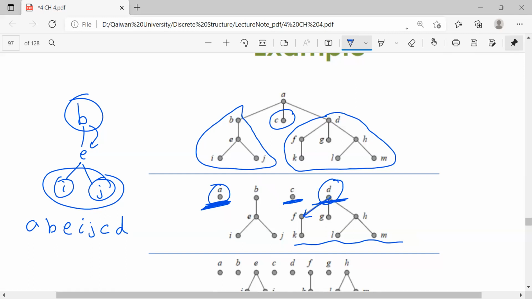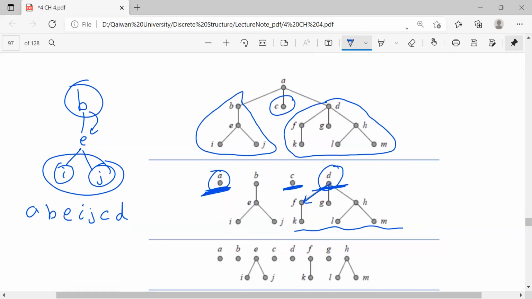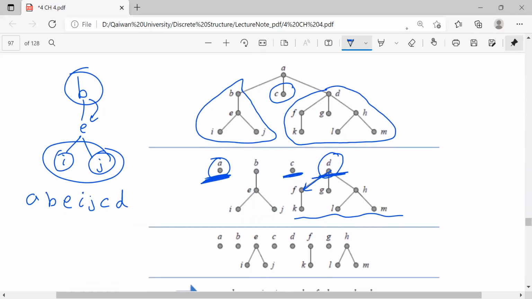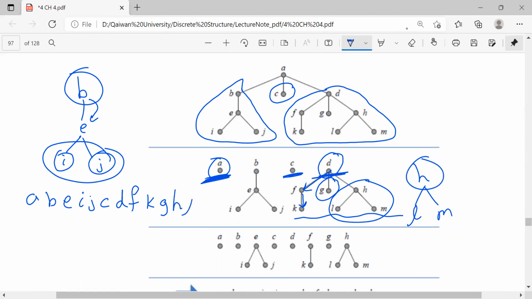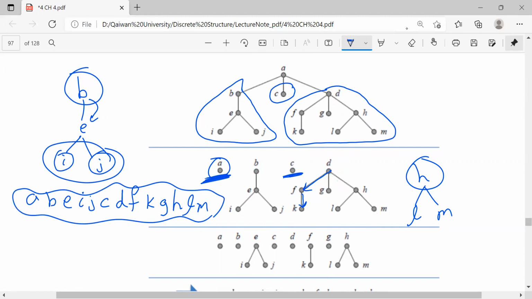Here, we come to here. And when we come to here, we have F, then K. And then we have this subtree, which is G. And then you have this one. It's H, L, and M. First, we write down H, then L, and M. This is the pre-order for that tree. It's the pre-order traversal for that tree.